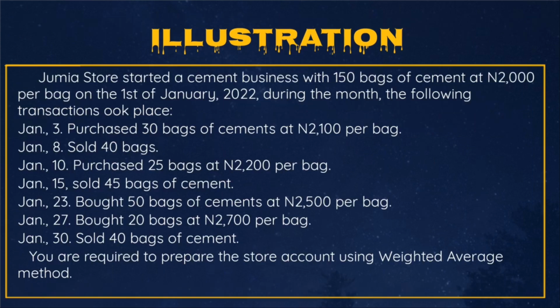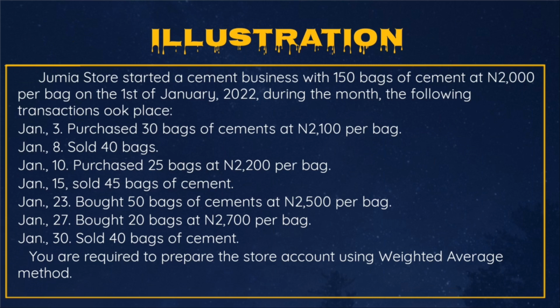Now let's take an illustration. Jumia store started a cement business with 150 bags of cement at 2,000 naira per bag on the 1st of January 2022. During the month, the following transactions took place. January 3, purchased 30 bags of cement at 2,100 naira per bag. January 8, sold 40 bags of cement. January 10, purchased 25 bags of cement at 2,200 naira per bag.